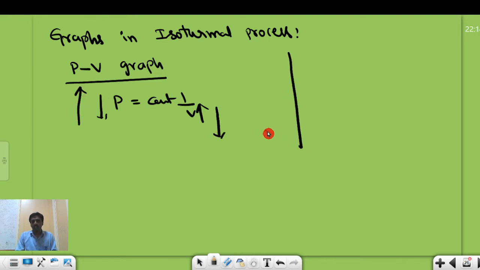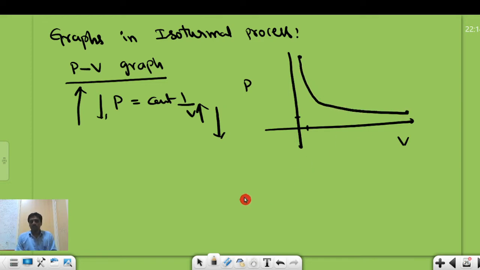If you take a graph here, with volume on the x-axis and pressure on the y-axis, then at high pressure the volume must be low, and at high volume the pressure must be low. Then the graph must decrease like this. This is the shape of the graph. This shape is nothing but a rectangular hyperbola. So it is a rectangular hyperbola shape graph.